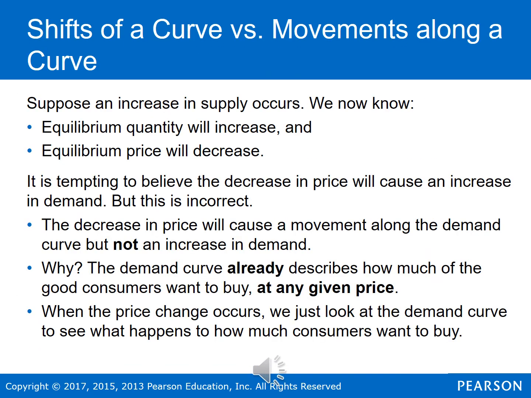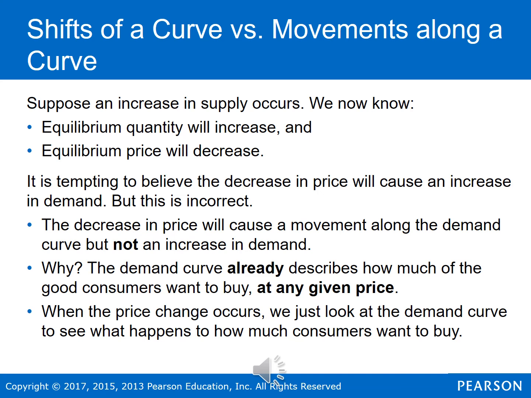Finally, we'll end this section by showing the difference between shifts in a curve versus movements along a curve. Make sure we have the terminology right. Suppose that there's an increase in supply. We know the equilibrium price is going to decrease and the equilibrium quantity is going to increase. Now it's tempting to believe that the decrease in price is going to cause an increase in demand, so it'll cause the demand curve to shift in response to this change in price.